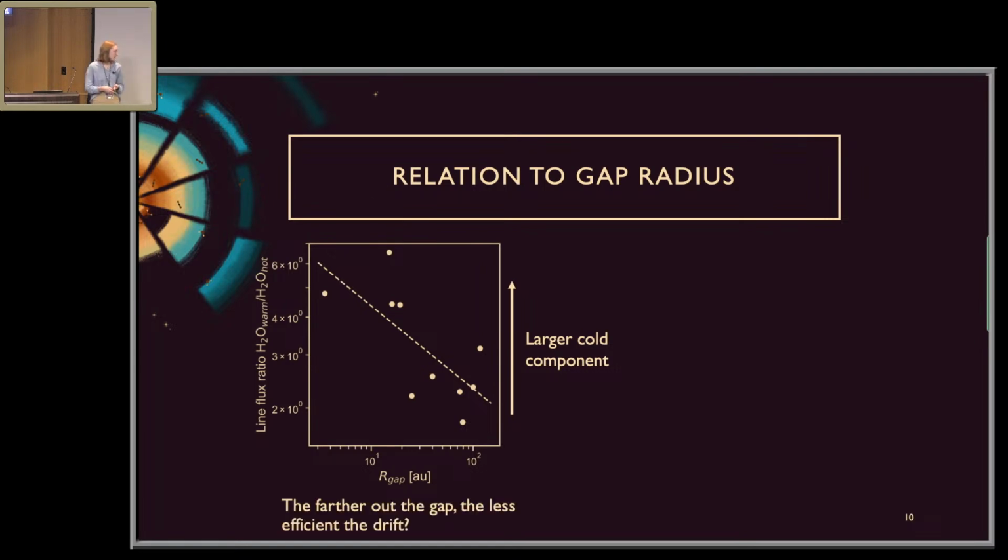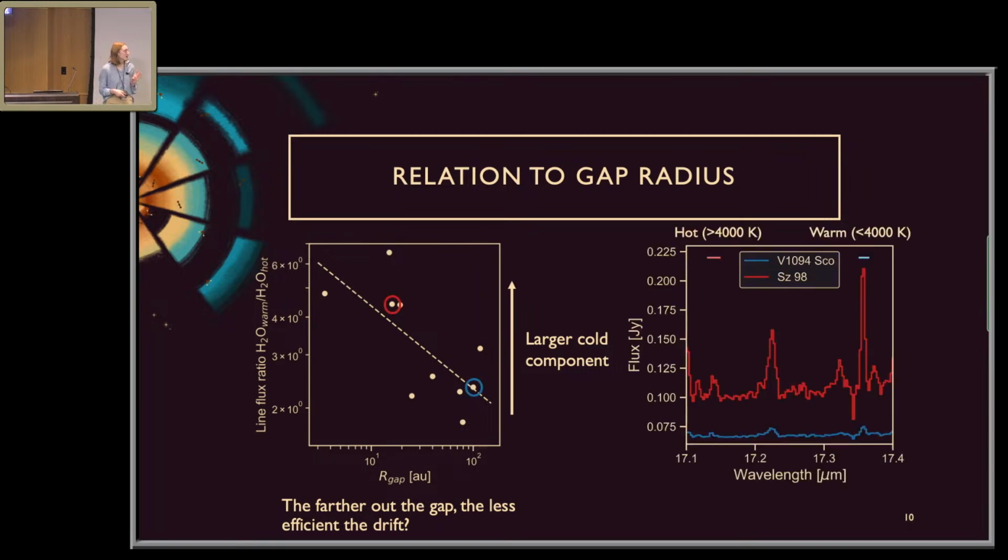So the farther out the gap, the less efficient the drift? I think this requires more work to further constrain, but I think this is a very interesting trend to look into further. So just specifically to show what lines I'm looking at, here we've got our favorite extremely large disk again, V1094 Sco, and another larger disk, my favorite SZ98. And you can see that with their gap location, you can also clearly see this water going up. And we're specifically looking at this and this line in this case.